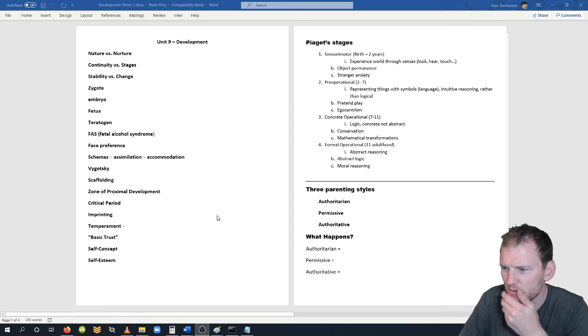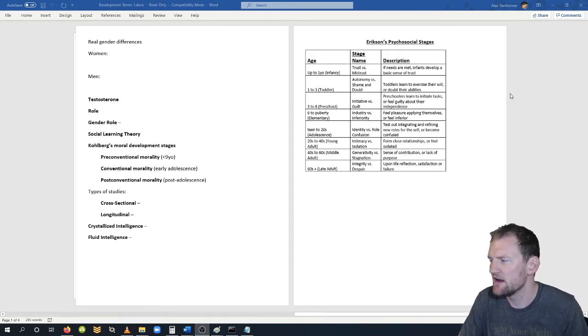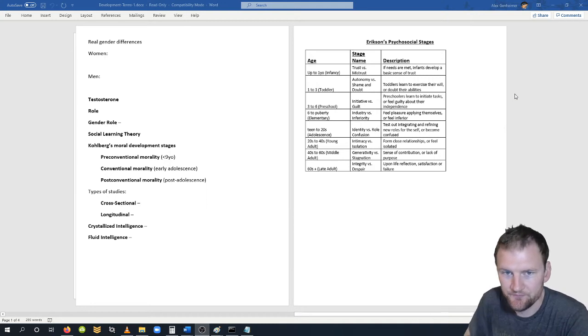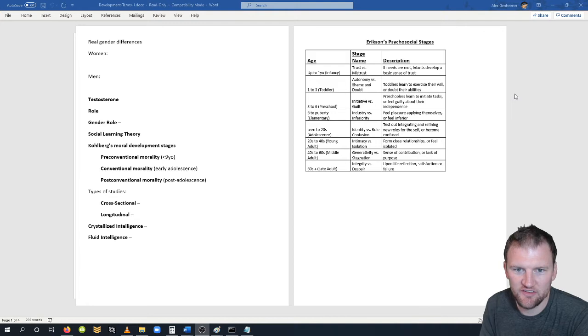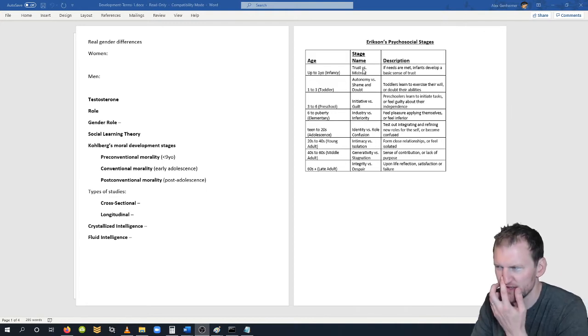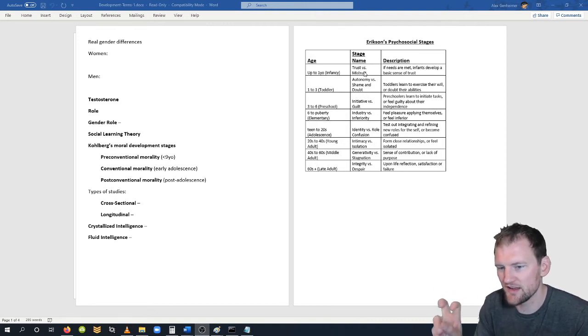Basic trust, I kind of wish this wasn't in this order, but basic trust applies to Erikson, who is this guy, Erik Erikson, funny name. He came up with a series of developmental stages. There's 8 of them, and they are pass-fail, sort of. If you successfully go through the stage, then you develop the first trait, which is the positive trait. If you fail the stage, then you develop the second trait.